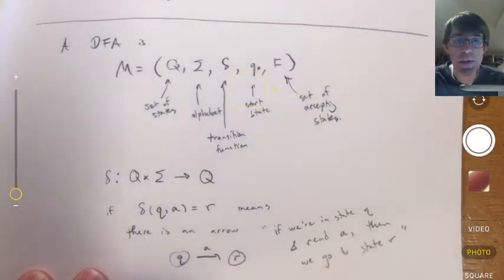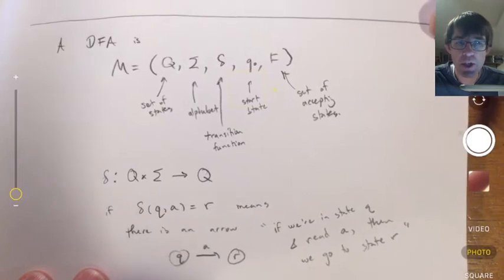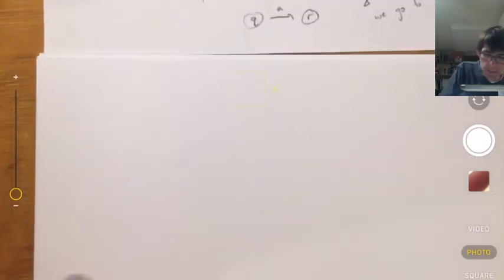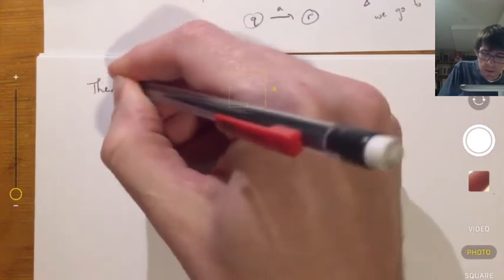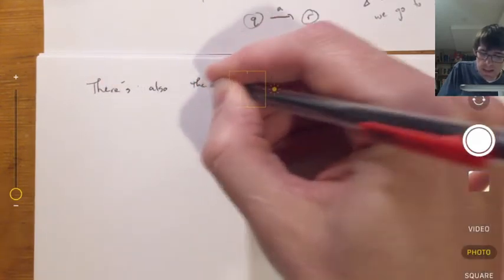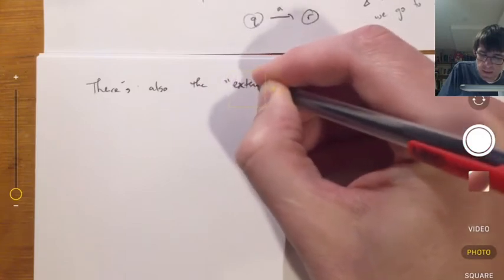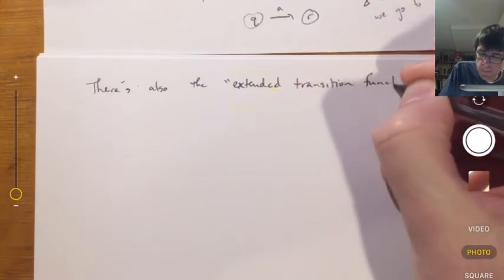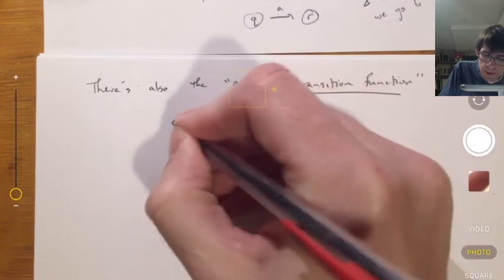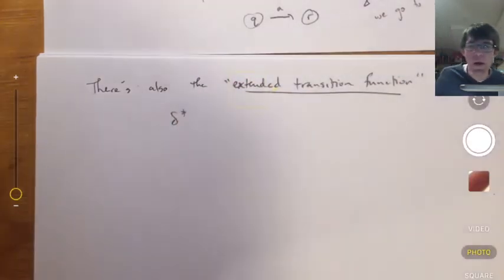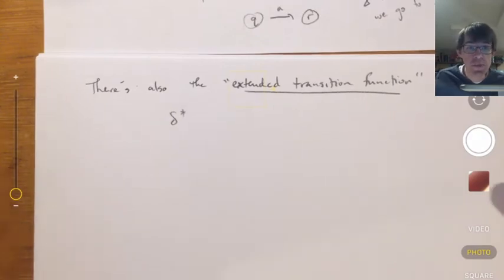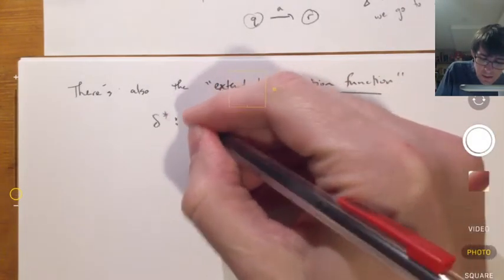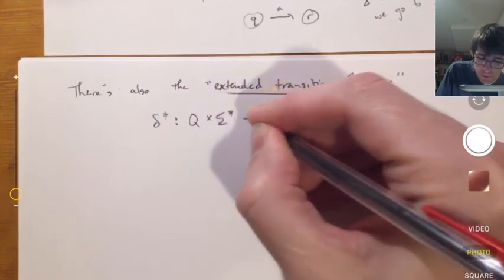In order to discuss the other things that I said we wanted to get to today, there's a variation of delta that is a little more useful. There is also what we call the extended transition function. And it is written delta star, and it's also a function. It has a slightly different domain. The domain is Q cross sigma star going to Q.